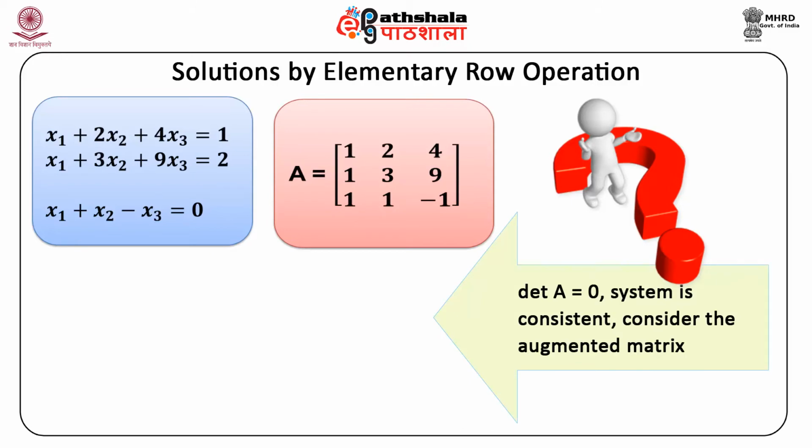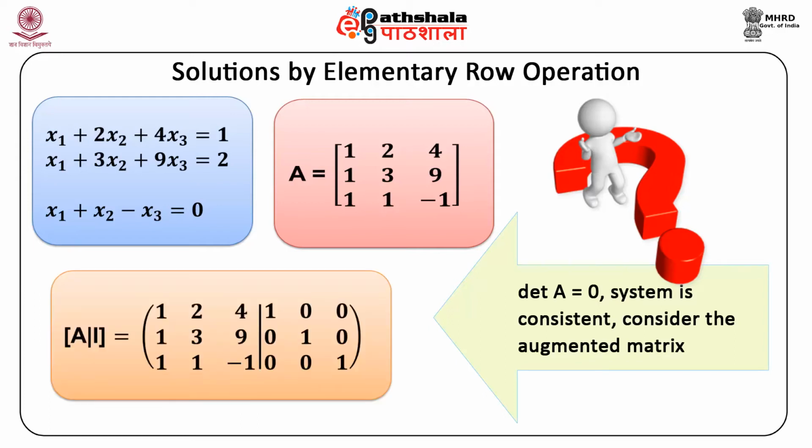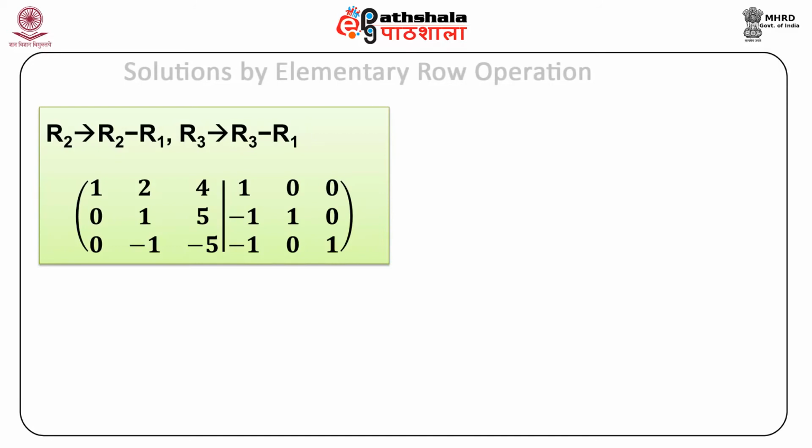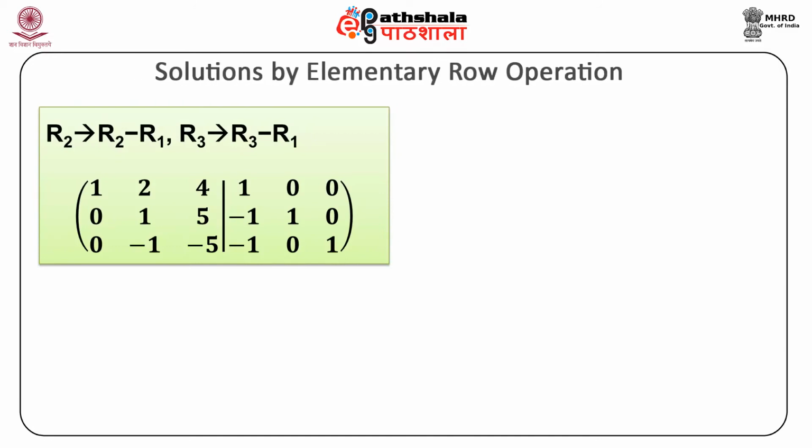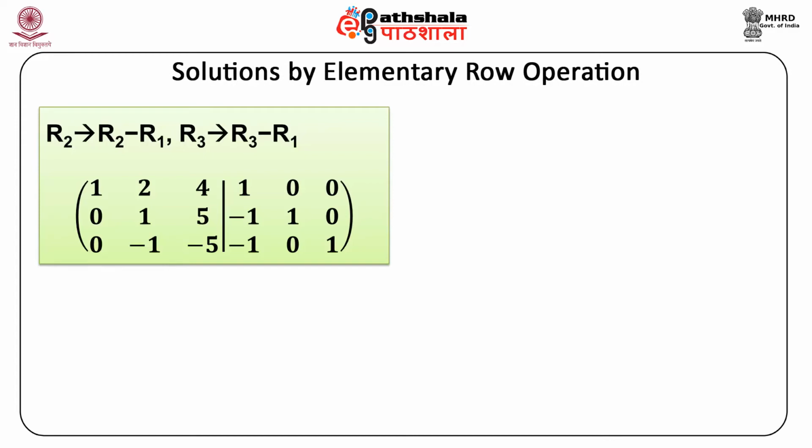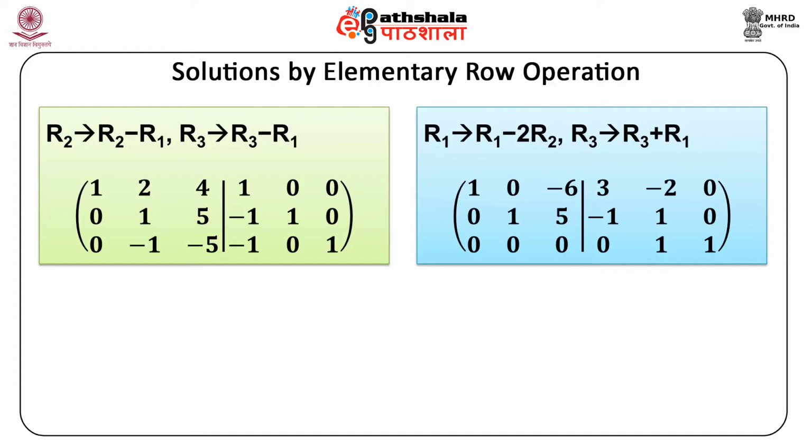Let us now consider the augmented matrix, which is equal to 1, 2, 4, 1, 3, 9, 1, 1, minus 1 divided by 1, 0, 0, 0, 1, 0, 0, 0, 1. R2 tends to R2 minus R1, R3 tends to R3 minus R1, which is 1, 2, 4, 0, 1, 5, 0, minus 1, minus 5 divided by 1, 0, 0, minus 1, 1, 0, minus 1, 0, 1. R1 tends to R1 minus 2 R2 and R3 tends to R3 plus R2. We have 1, 0, minus 6, 0, 1, 5, 0, 0, 0 divided by 3, minus 2, 0, minus 1, 1, 0, 0, 1, 1.